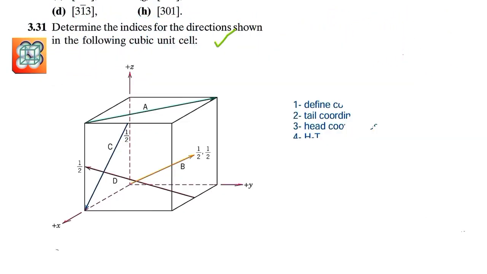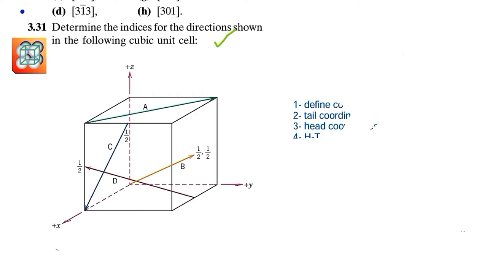In this video, we'll be finding out the indices for the directions in the cubic unit cell. In the previous video, we calculated the Miller indices for direction A, and in this video, I'll be calculating the Miller indices for direction B. The method is super easy and you'll be amazed by how easy the method is.